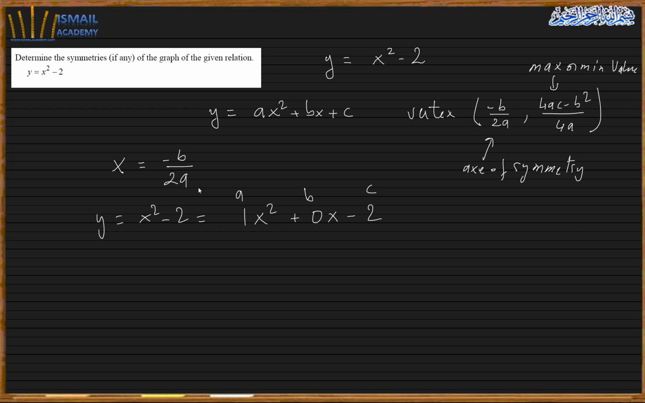So as you see here, I just need to do it in this form, minus 0 over 2 times 1, which is just 0. So my axis of symmetry is x equals 0, which is the y-axis. So I hope you got the idea behind how to find the axis of symmetry of a quadratic function, and how to define the maximum and the minimum value for a quadratic function.